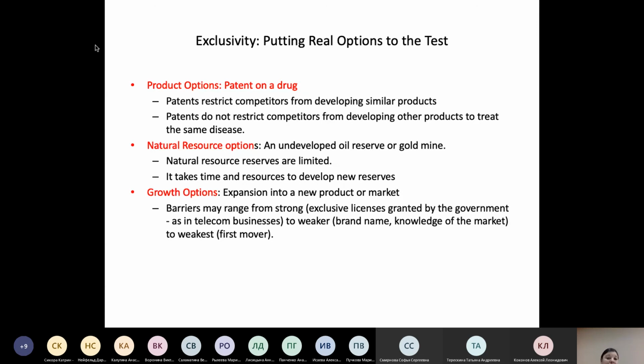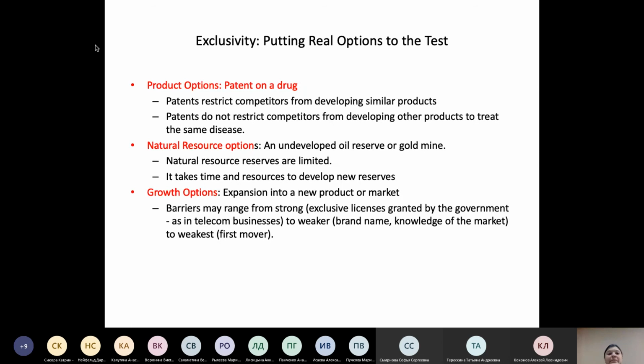But I can agree with you, if it takes time and resources to develop new reserves, and if we possess the license, certainly we can realize this project very quickly on the one hand, and we can be the first in our investment activities.